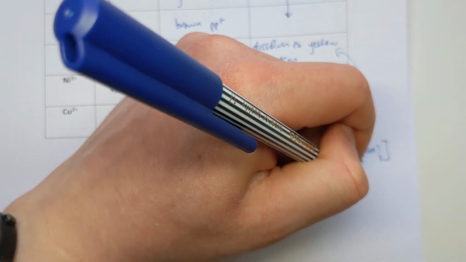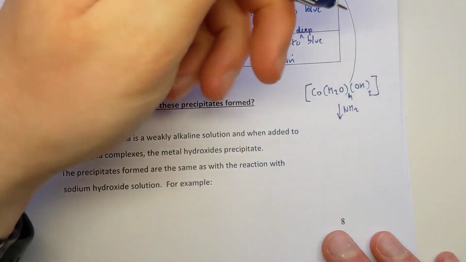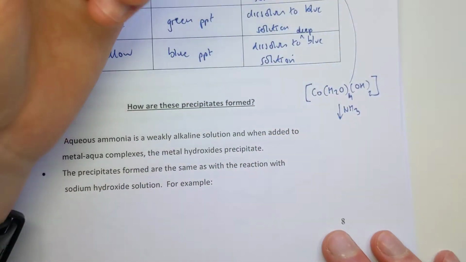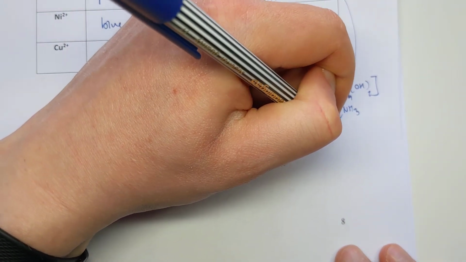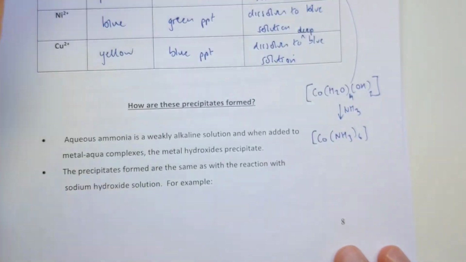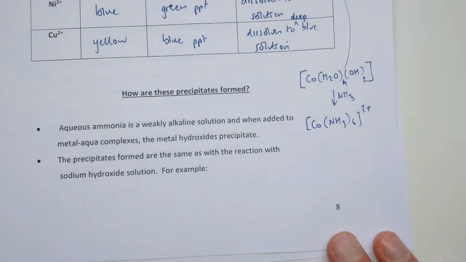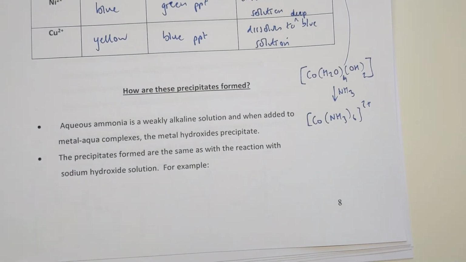When I add lots and lots of ammonia though, I can get some ligand substitution, which we looked at earlier. Ammonia is quite a strong ligand. It can displace the water and the hydroxide. And what we end up with is cobalt with 6 ammonias attached to it. And it just so happens that that cobalt ammonia complex is soluble in water.